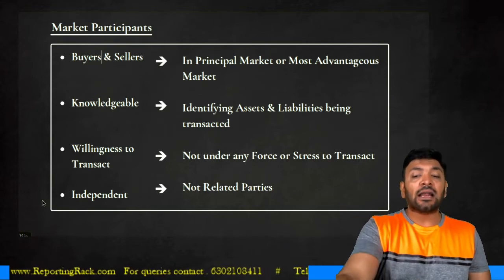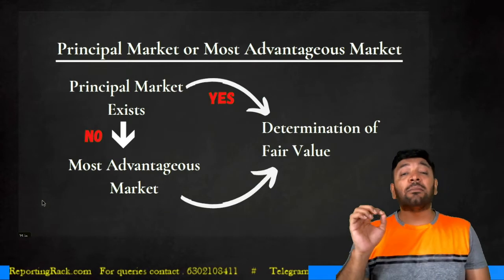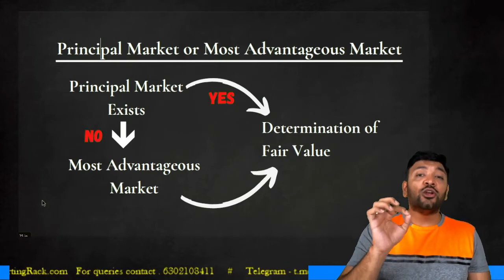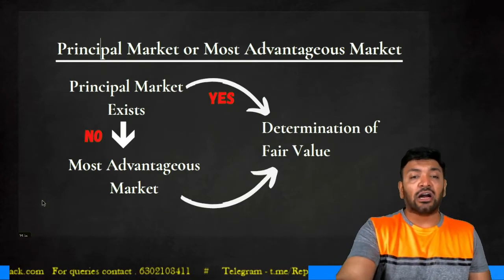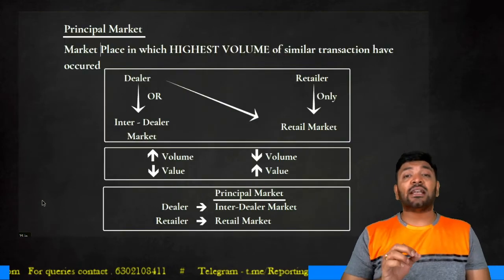What is a principal market? A principal market is a market in which the highest volumes of similar transactions have occurred. Then what is the most advantageous market?